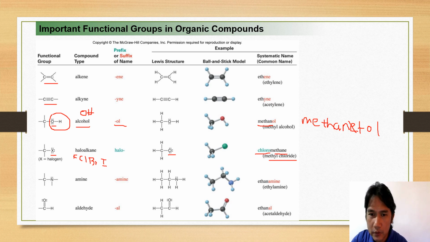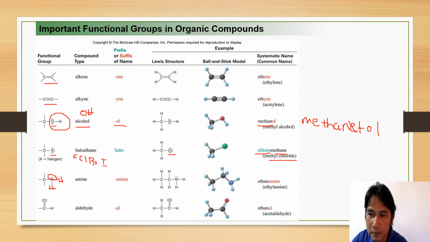Okay. Next is amine. For amine, there is the presence of nitrogen, and there must be 2 hydrogens here. Amine is basic due to the presence of a lone pair. Look at the 2 dots there. Those are the lone pair electrons.